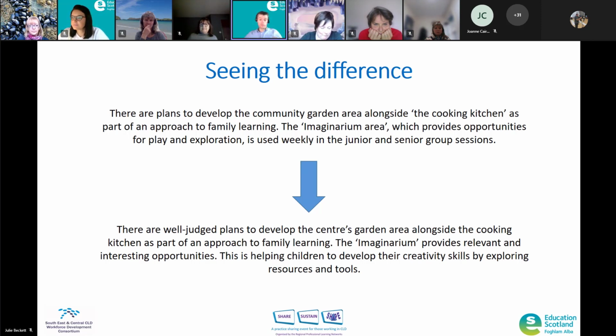And all they've done is say there's well-judged plans to develop the centre's garden, and the same sort of statement in regards to family learning. And then a little bit at the end in the second sentence, the Imaginarium provides relevant, interesting opportunities. So again, the impact here, they're relevant because they're relevant to the young people and they're interesting because they're engaging, and this helps the children develop their creativity skills by exploring resources and tools.